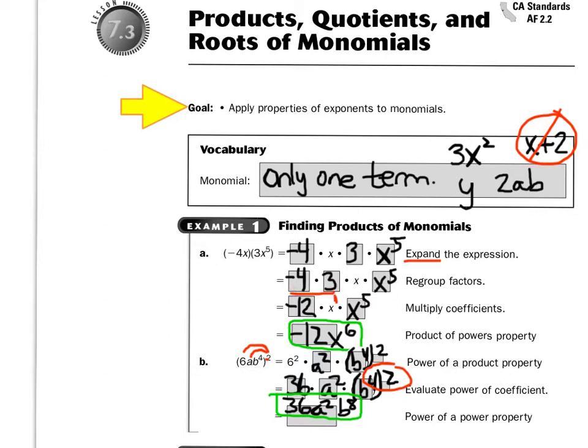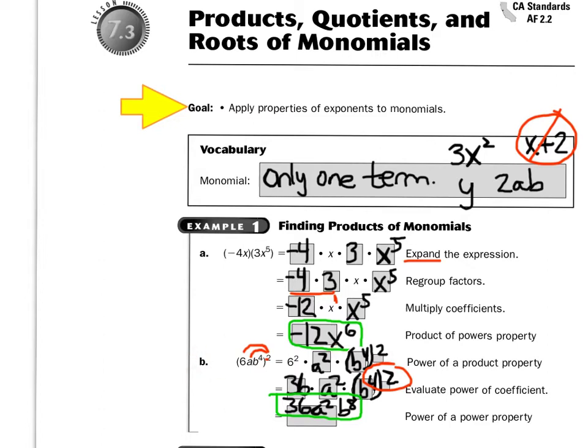And then you could just multiply. Negative 4 times 3 is negative 12, times x to the first power, use your red and put that 1 in there, times x to the fifth power. And now we use what we learned last time, that when the bases match, I copied the x, the base, and then I added the exponents. So 1 plus 5 would give me 6. So my final answer is negative 12x to the sixth power.